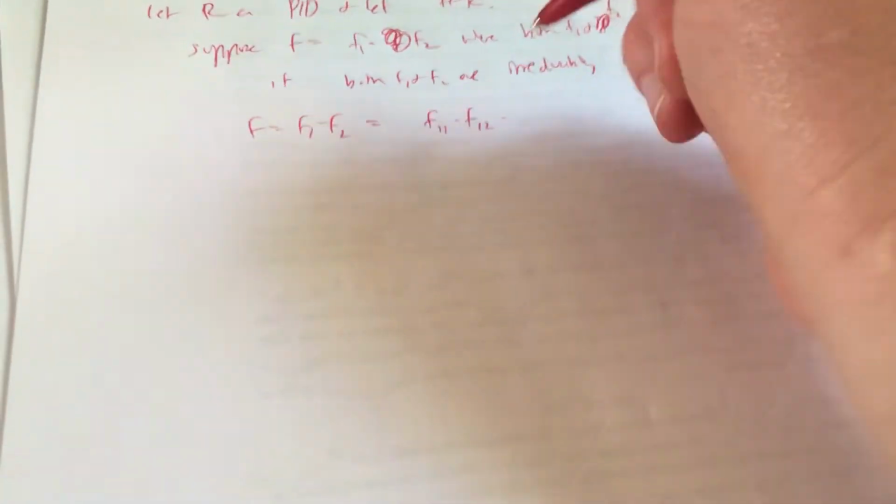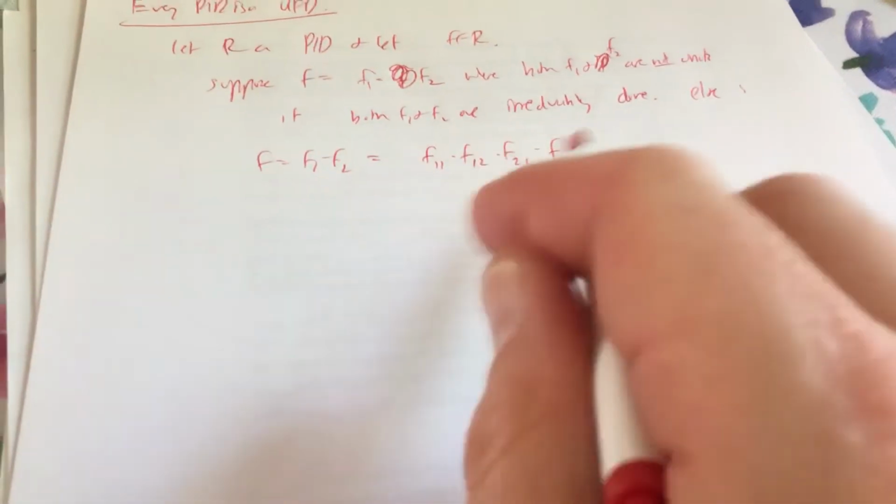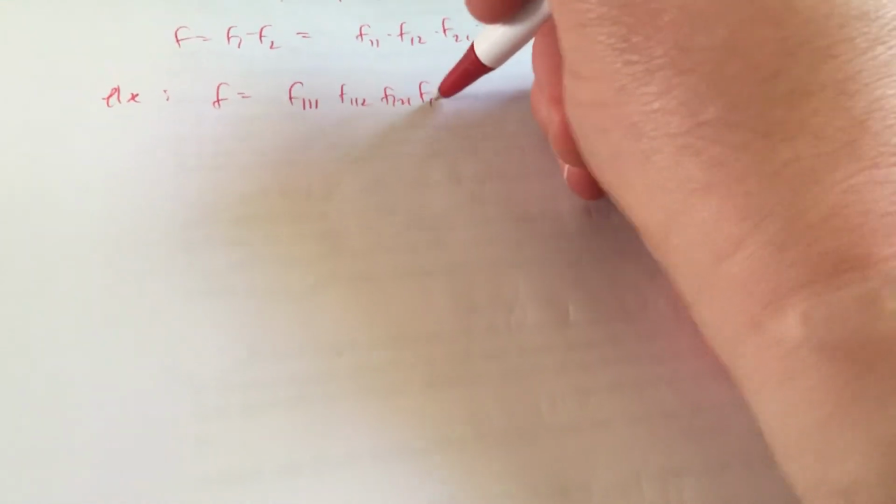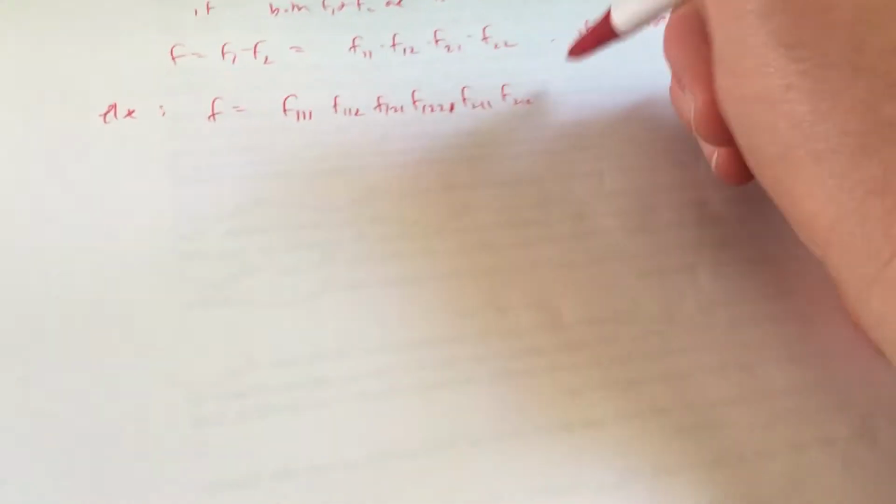Else, what do we have? We have F is F1 times F2, which is F11 times F12 times F21 times F22. If either or both of these can be factored further, then you split them up. So if all irreducible, done. Else, F equals F111, F112, F121, F122. This is the last one. These I'll do: F211, F212, F221, F222.